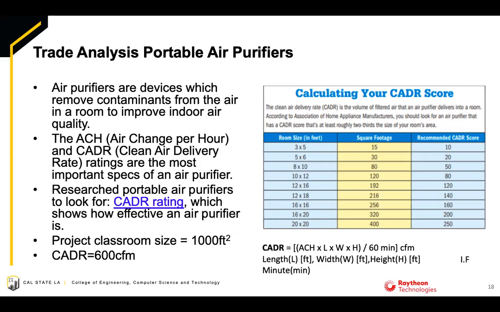Generally speaking, a purifier should have a CADR rating that's at least 2/3 the size of the area of a room. So for example, using the table for reference, if we have a room that's roughly 15 square feet, then 2/3 of that would be 10, which is the recommended CADR rating. And so for our project classroom of 1,000 square feet, our recommended CADR rating would be 600.